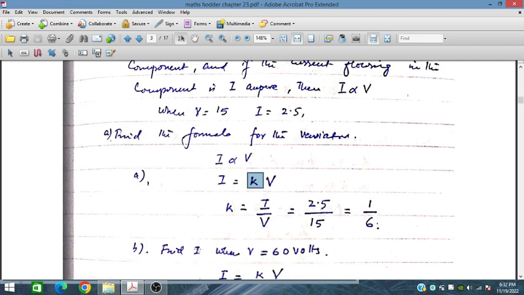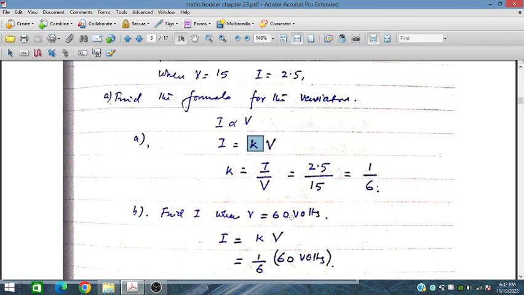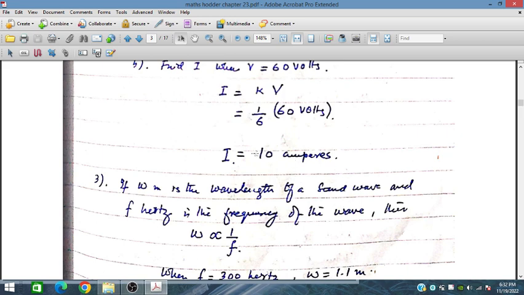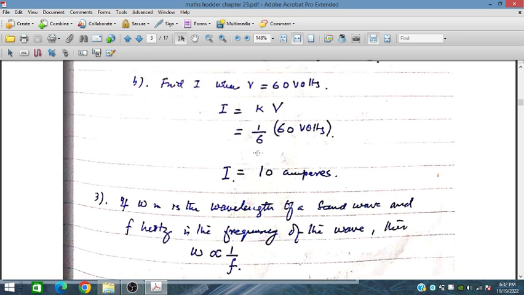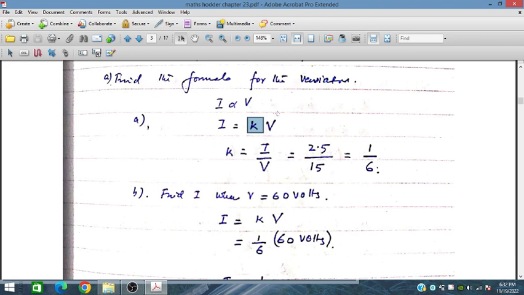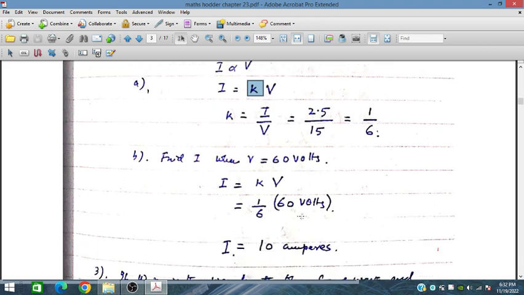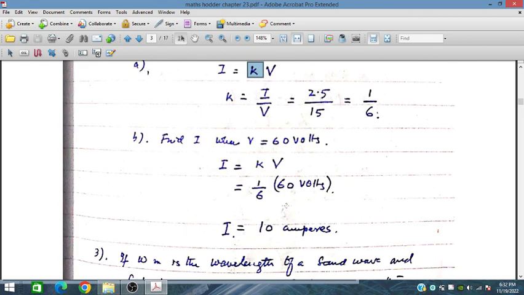Now in part B, find I when V is equal to 60 volts. So I is equal to K V. V is 60 and the K value is 1 over 6. So I is obtained as 10 amperes. So voltage increases from 15 to 60, and the current also increases from 2.5 to 10 amperes.